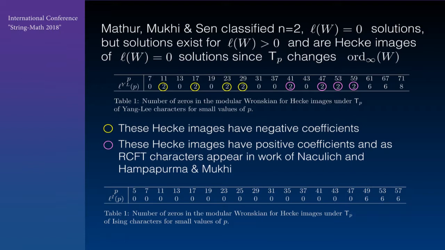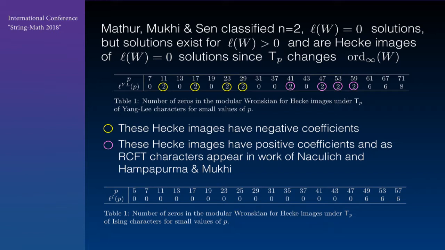And the point here is that taking the Hecke image changes the value of the central charge. It gives you a function that has more singular behavior, so it changes the order at infinity of the modular Wronskian. And eventually, that means from that previous formula involving the order at infinity, that it has to change the number of zeros. So you can look at various p, and you can look at the number of zeros of the modular Wronskian for the Yang-Lee model. You get a bunch of 0, but then you get 2 and 6, and it goes up and up and up.